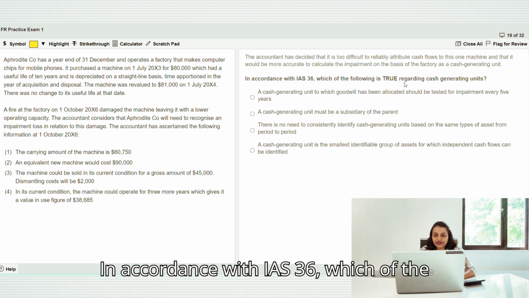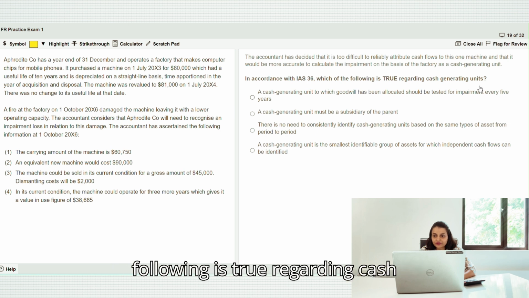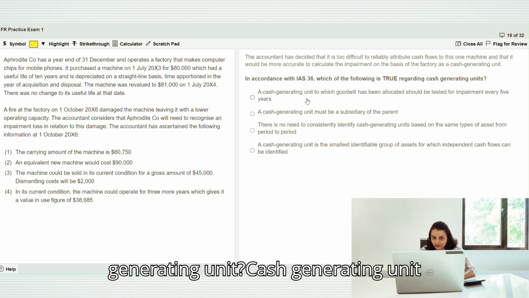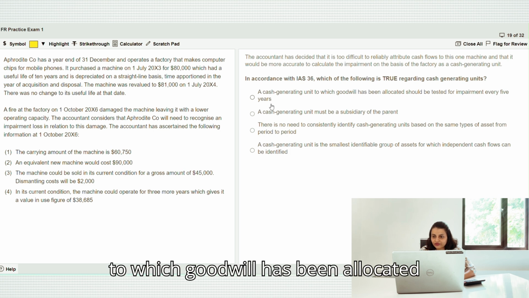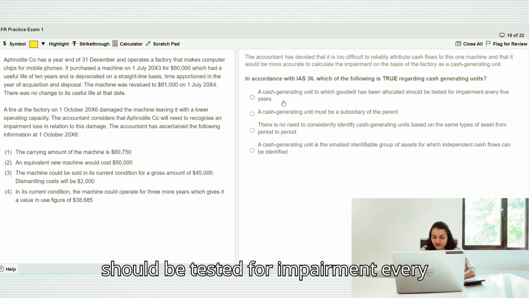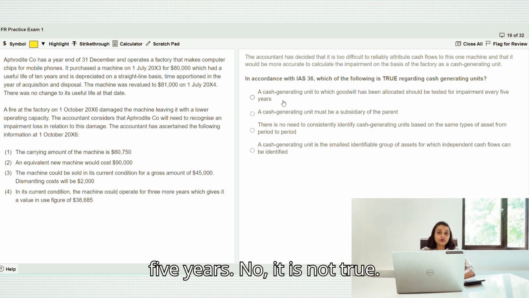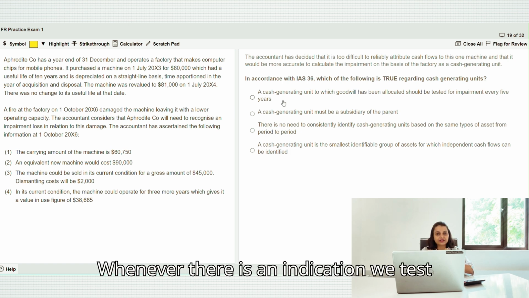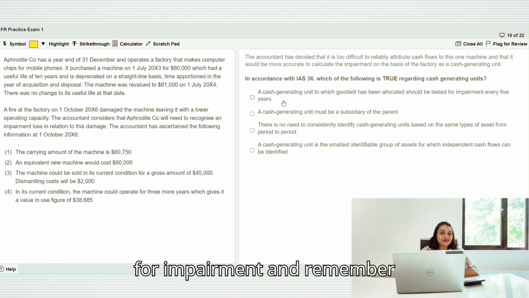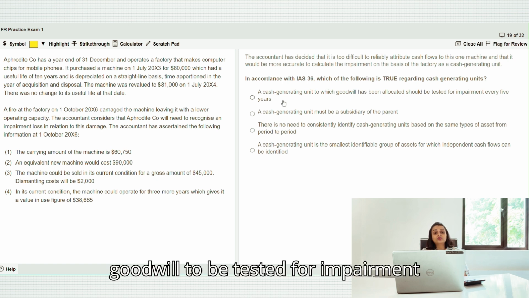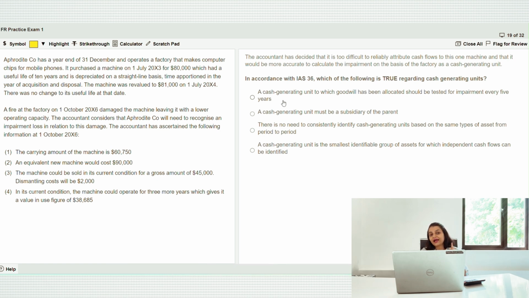In accordance with IAS 36, which of the following is true regarding cash generating unit? A cash generating unit to which goodwill has been allocated should be tested for impairment every 5 years. No, it is not true. Whenever there is an indication, we test for impairment. And remember, goodwill is to be tested for impairment annually, not after 5 years.